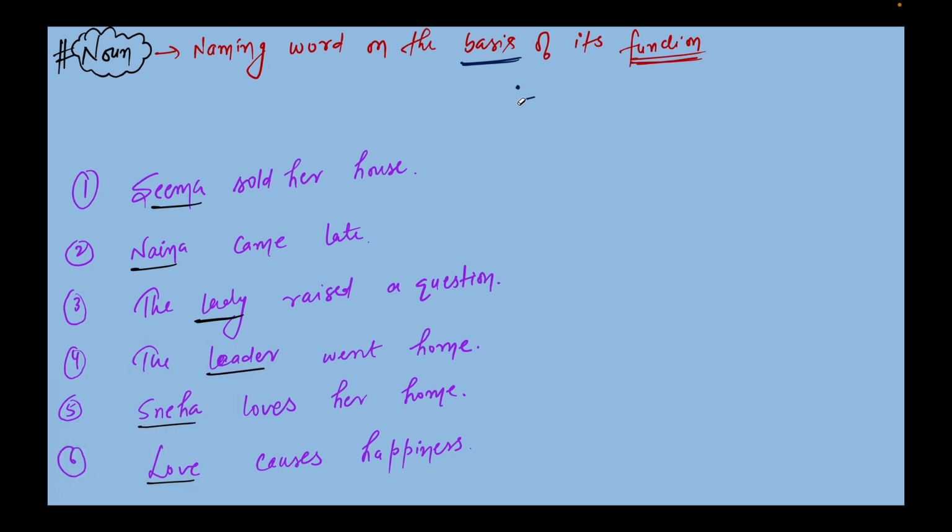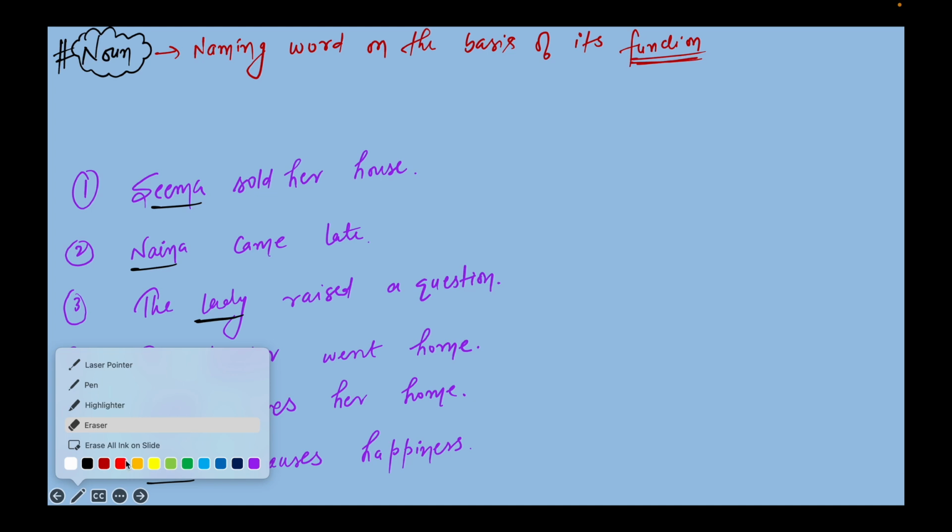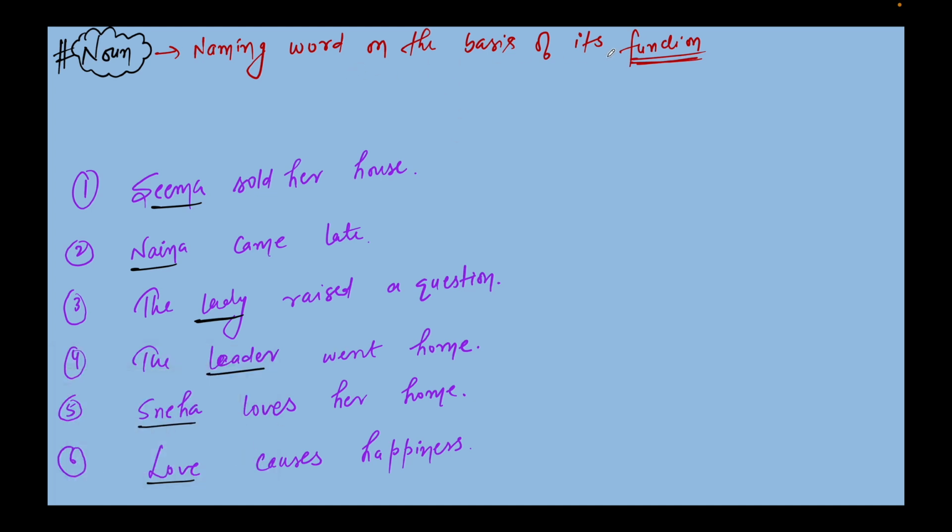So let me erase it from here. As I was saying, we are going to discuss the functional use of noun. Basically, there are four or five types of functions of noun. If I take one of them, this is visible. What is the meaning of visible here? I will let you know.